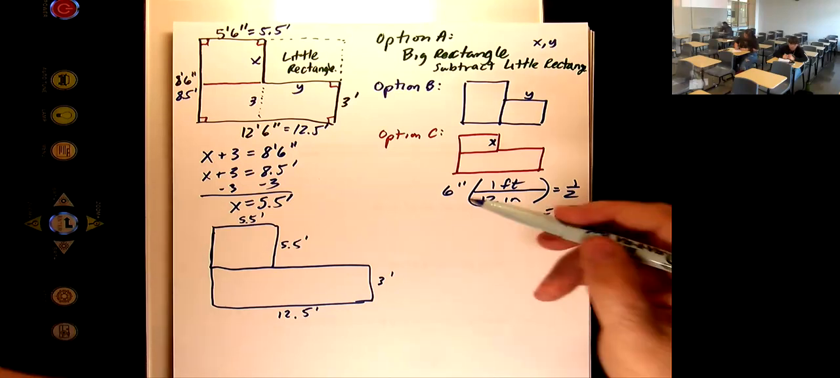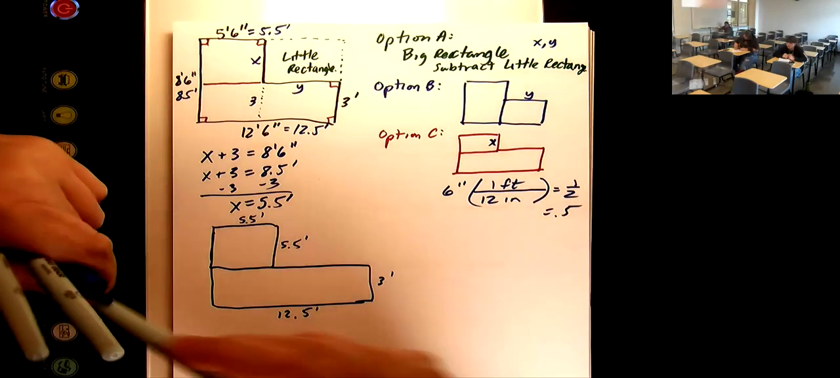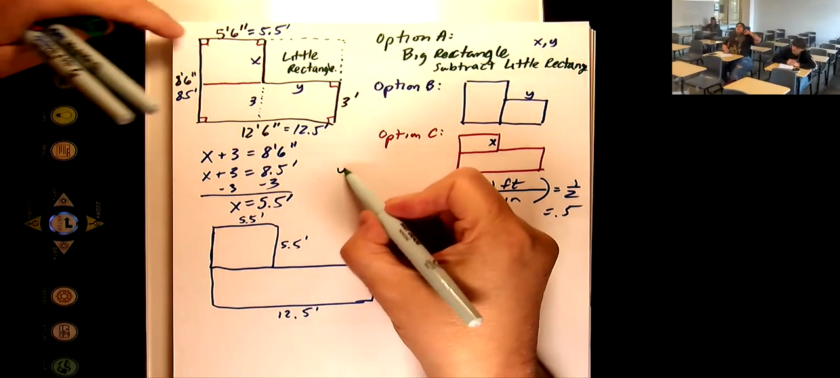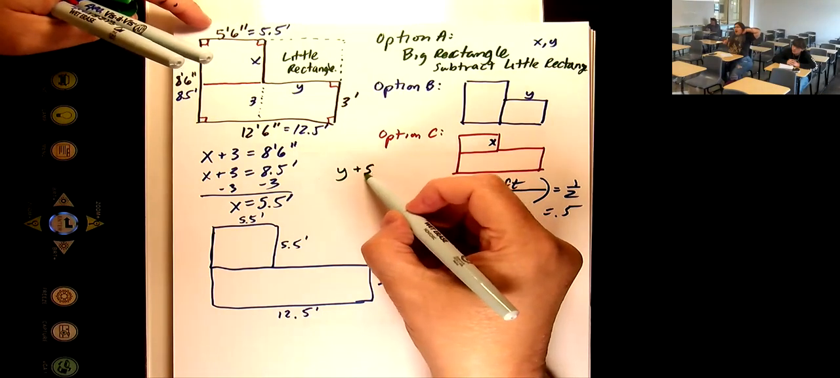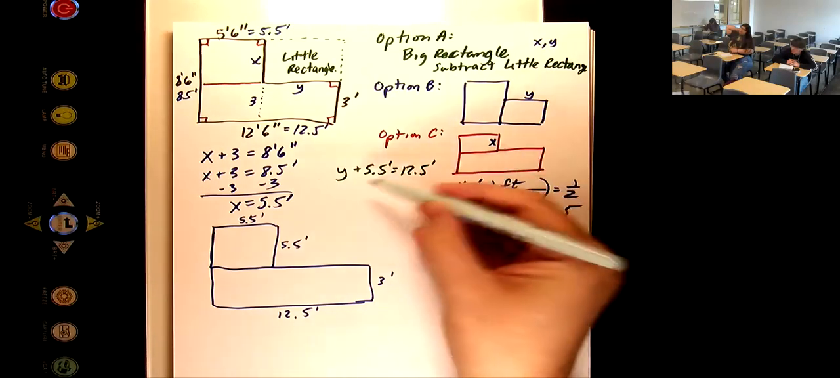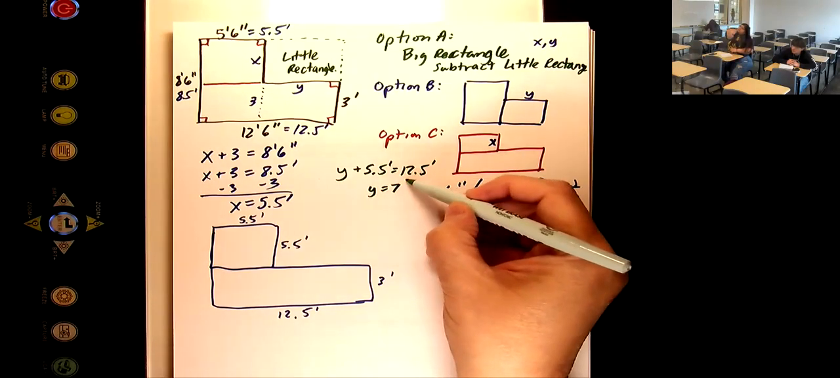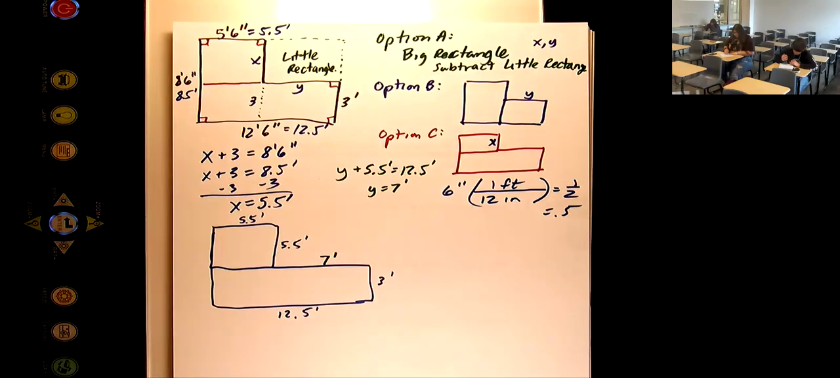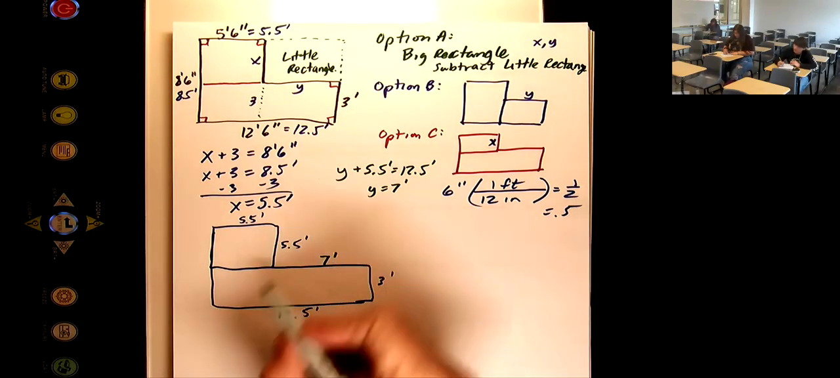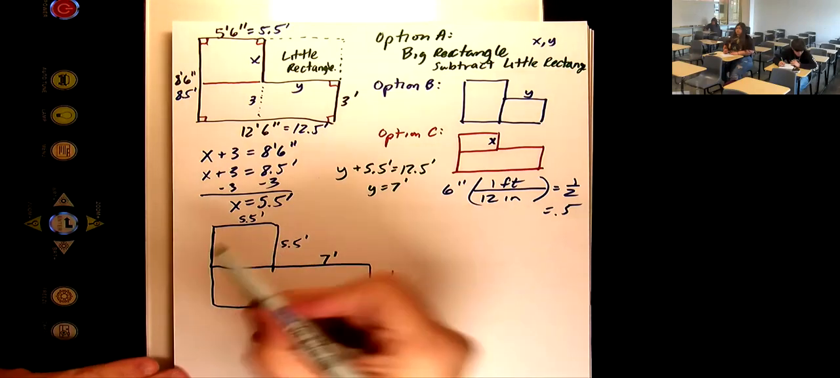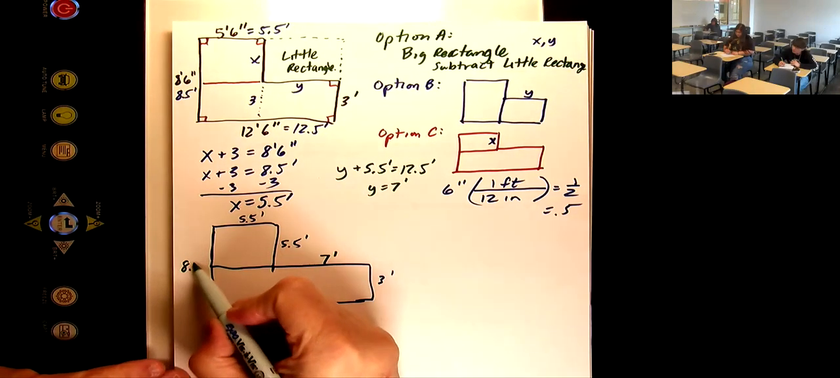By the same thing we did right here to find x, we could find y. We could say y plus the 5.5 we have on top has to equal the 12.5 on bottom. So y has got to be 7 feet. Put that right there. That part's 7. And we have the whole thing over here is 8.5 for the whole distance.